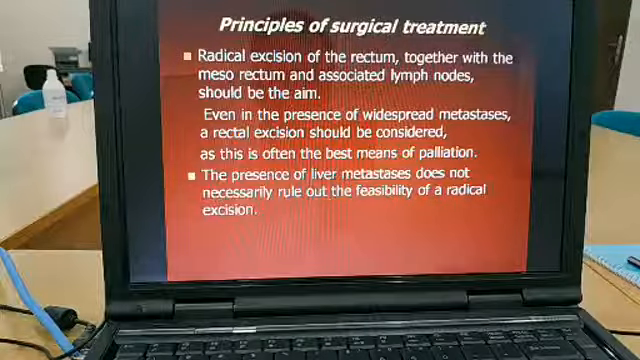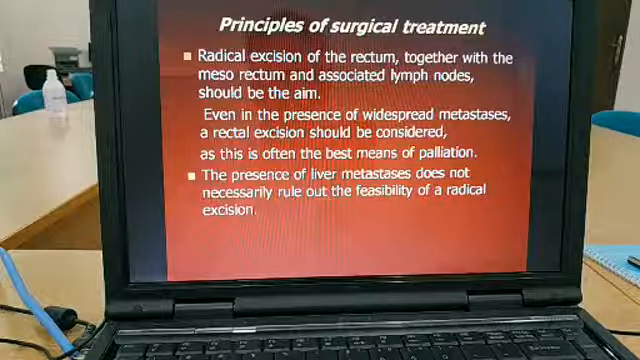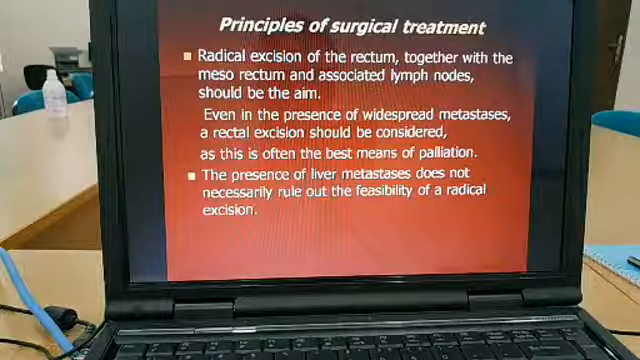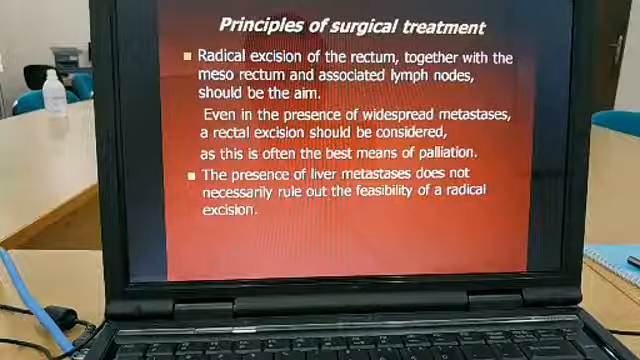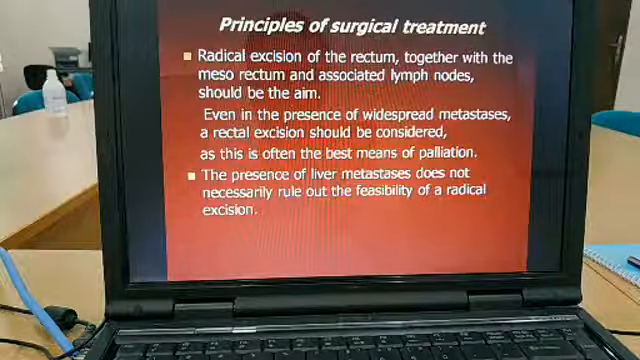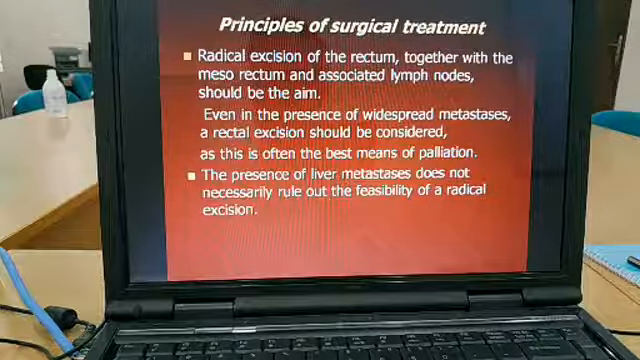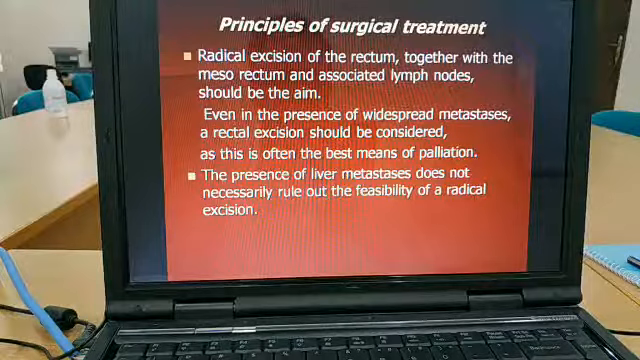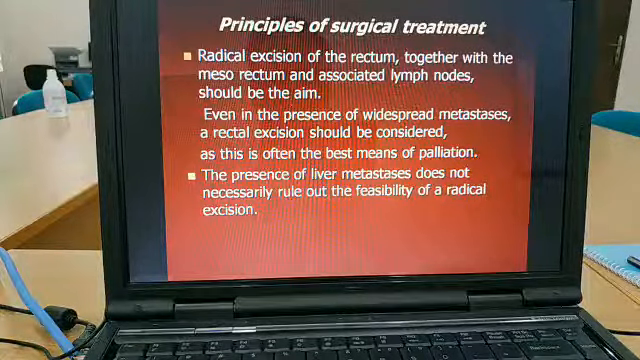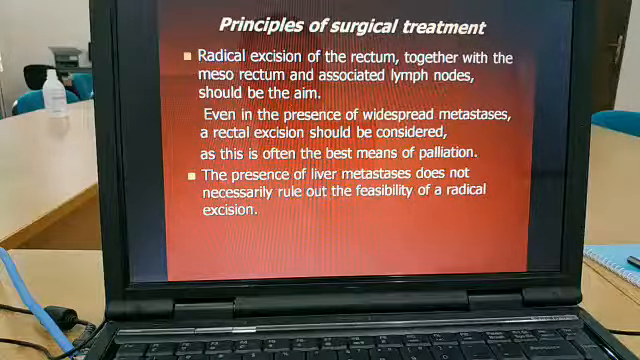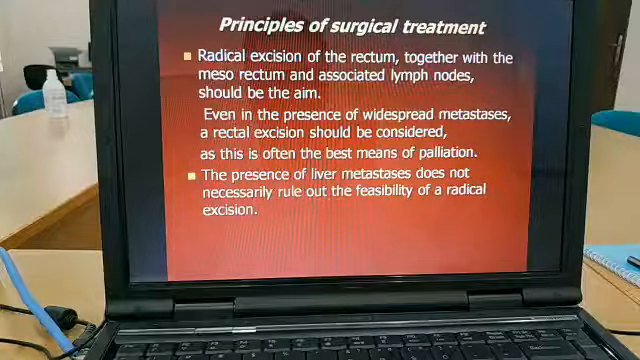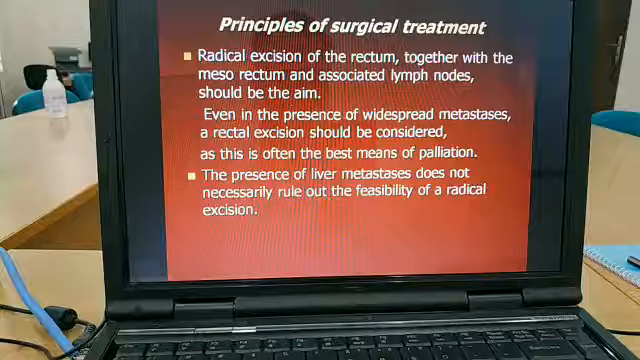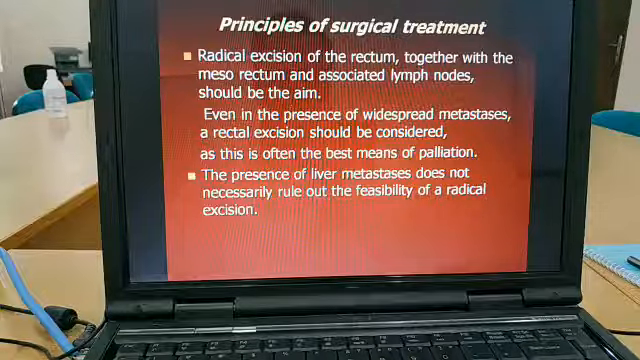Even in the presence of widespread metastasis, a rectal excision should be considered. So there is again an important thing. Say for example, a patient has widespread metastasis in the liver or peritoneal cavity. Even then, if possible, we try to excise the lesion. That is not a radical one. It is a palliation, but it is the best palliation if some form of excision of the tumor is possible. The presence of liver metastasis does not necessarily rule out the feasibility of a rectal excision.